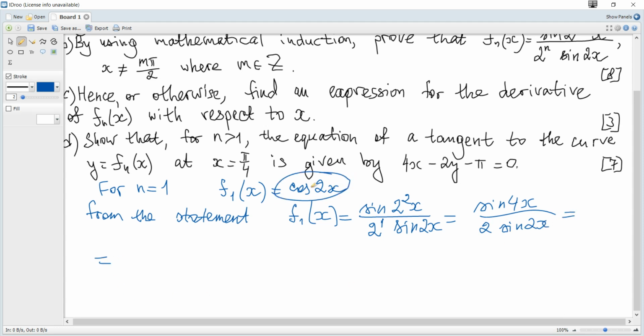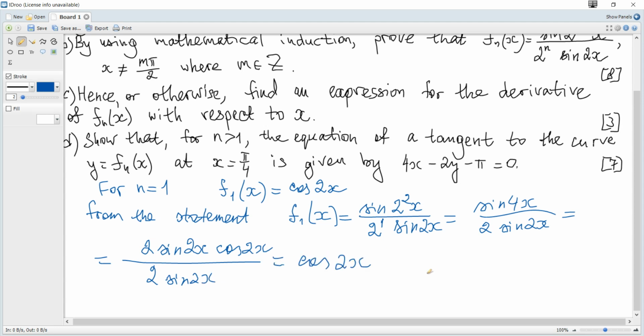We need to show that it is equal to just cosine of 2x, and we can see that 4x is a double angle with respect to 2x, so we can apply the double angle formula. Sine of 2 theta is 2 sine theta cosine theta, hence it becomes 2 sine 2x multiplied by cosine of 2x divided by 2 sine of 2x, and hence it's cosine of 2x as required, hence true for n equals 1.